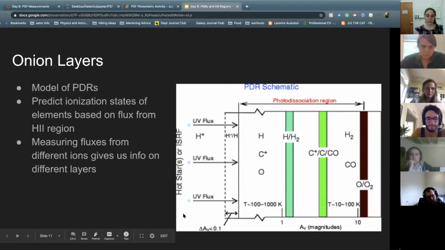Oh, I should know, ISRF. Visual stellar radiation function. I can't remember. I should check that because it's an acronym that gets thrown around a bit.